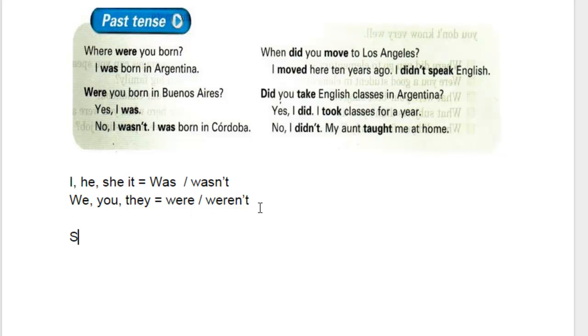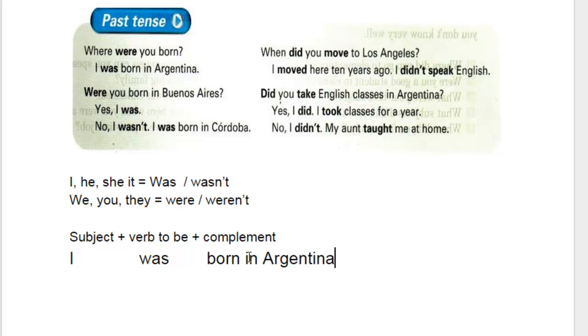So let me quickly explain what the structure looks like. In order to do that, we're going to have a subject plus the verb to be in the past, and then we're going to have some sort of complement. So the example is, I was born in Argentina. Okay. And then I also want to give a negative statement. So I want to say I wasn't born in China.